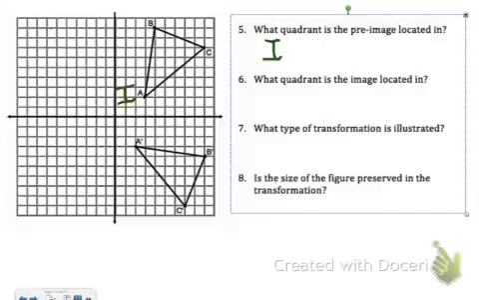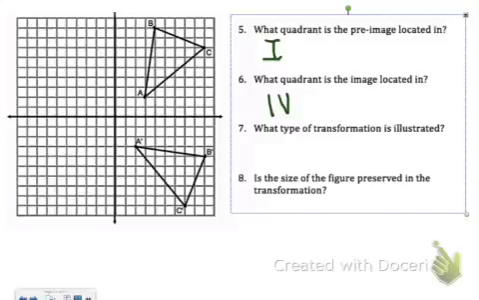So in case anyone forgot, this is quadrant 1, and if we move in a counterclockwise rotation, so if you're creating the letter C, this would be the second quadrant, this would be the third, and this would be the fourth. So our pre-image is in quadrant 1. And our image, after we perform the transformation, is in quadrant number 4, right down here.